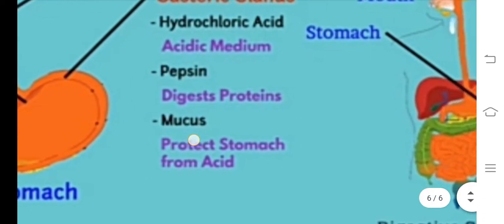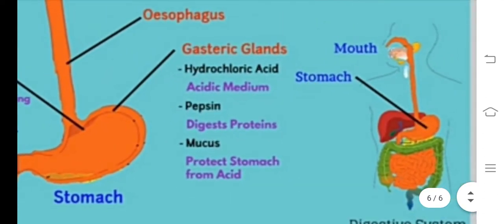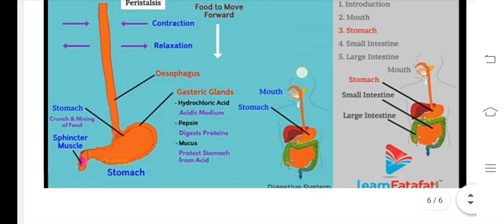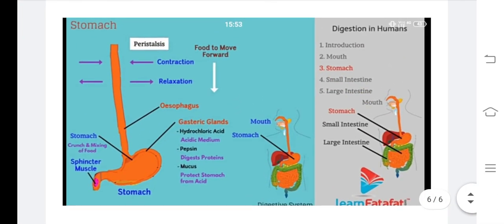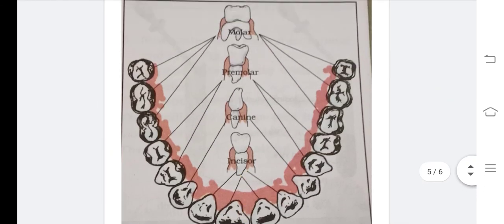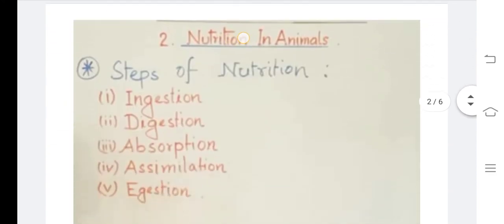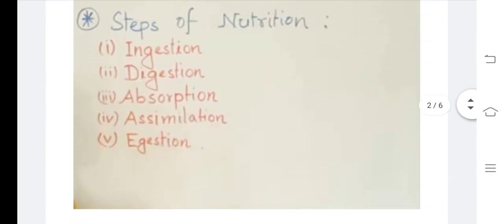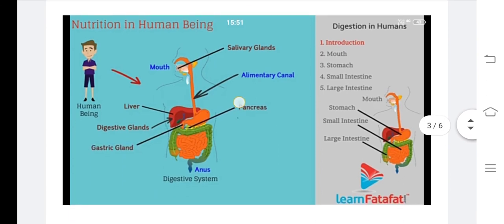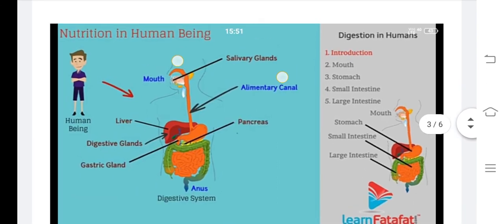Okay, children. So understand, only three organs I have explained in this class. Next class I would like to explain the other organs in the digestive system. Shall we recall what parts we have studied in this session? Photosynthesis we have explained, the stages of nutrition we have explained, and very important, how nutrition in human beings takes place.